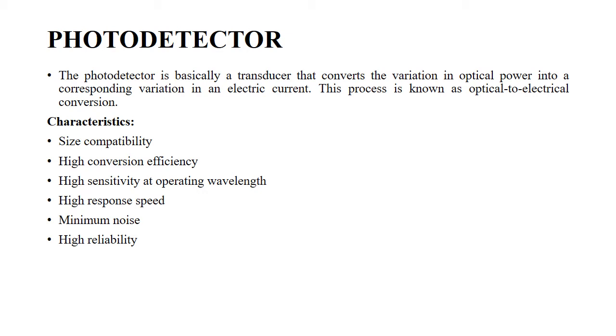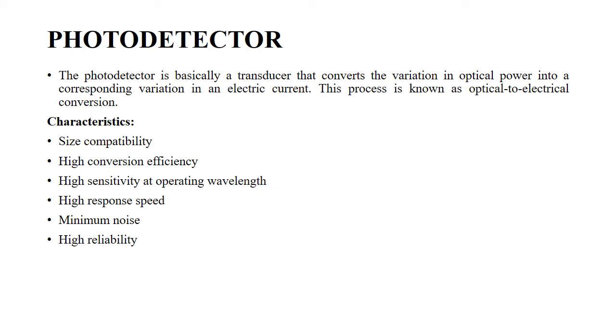Next one is high conversion efficiency. It means the photo detector must be able to produce the maximum electrical signal for a given amount of received optical signal. The next one is high sensitivity at the operating wavelength. It means photodetectors based on suitable semiconductor materials are required for the various operating wavelengths so as to provide a significant electrical output for a small input optical power at room temperature.